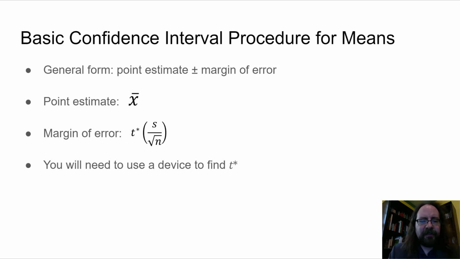But our margin of error has changed a little bit. Instead of a critical z value, we have a critical t value. And notice I didn't use sigma in my parentheses. I used an s, and that's because that s is our sample standard deviation, not our population standard deviation, because we don't know it. And that's still divided by the square root of our sample size. And just as a reminder, you're going to need to use a device in order to find your critical t.